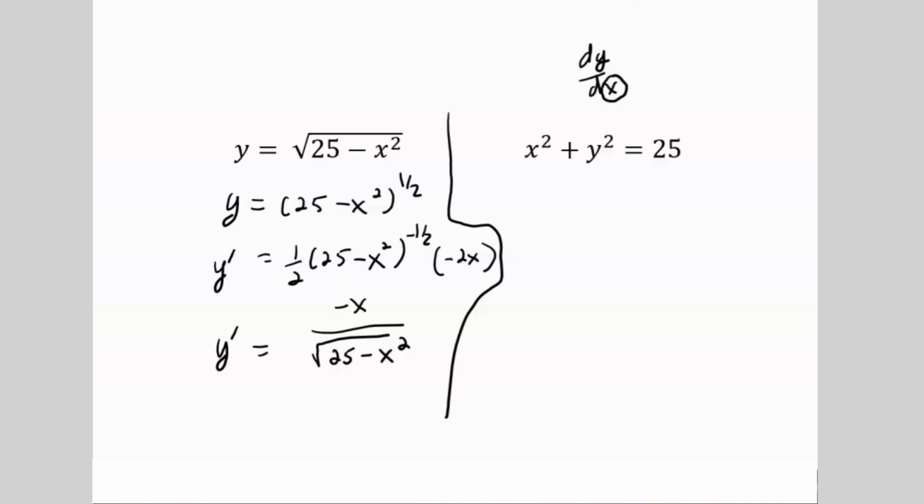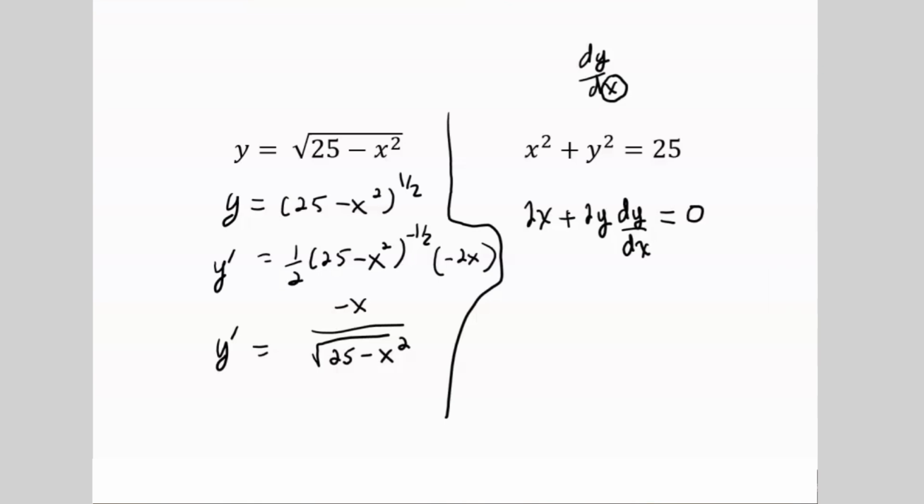Okay, so I work left to right. The derivative of x squared with respect to x, well, the variables match up, so it's just 2x. The derivative of y squared with respect to x, now y is a different variable than x, so I'm taking the derivative of the outside, which is 2y, but to finish the chain, I have to multiply this by dy/dx. That's acting as the derivative of the y variable, or the inside. And then the derivative of the constant 25 is 0.